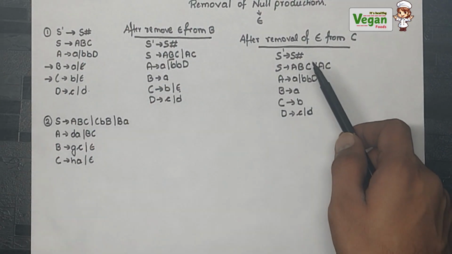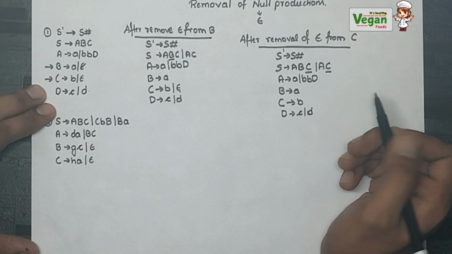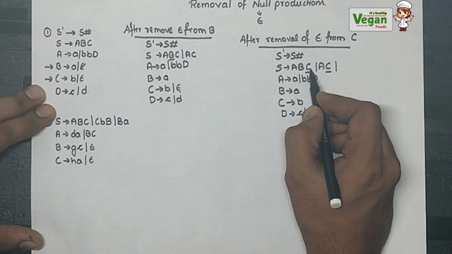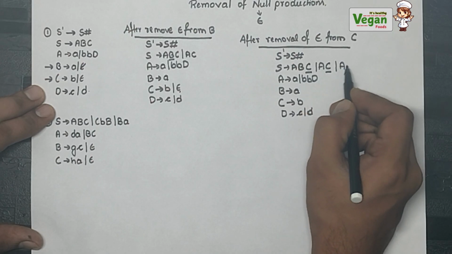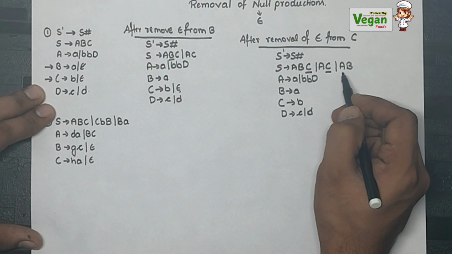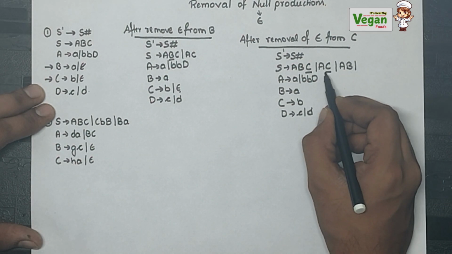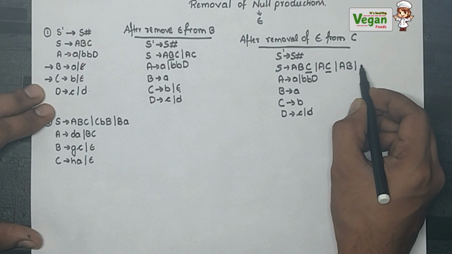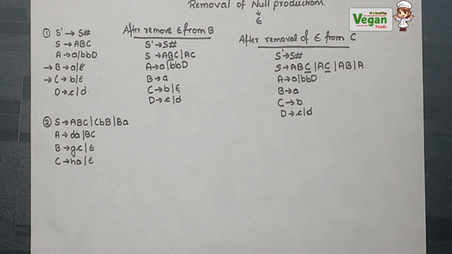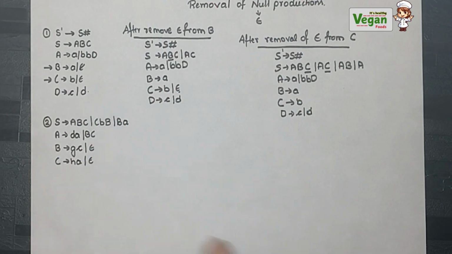If you see in the right hand side, capital letter C is here, capital letter C is here, two times. What you must do, if you remove the capital letter C from here, only capital letter A and B will be left. Only the capital letter A and B will be left, that will act as another production. And here if you remove capital letter C, only A will be left. Now you are done with the question, that is the removal of the null production from the given question.